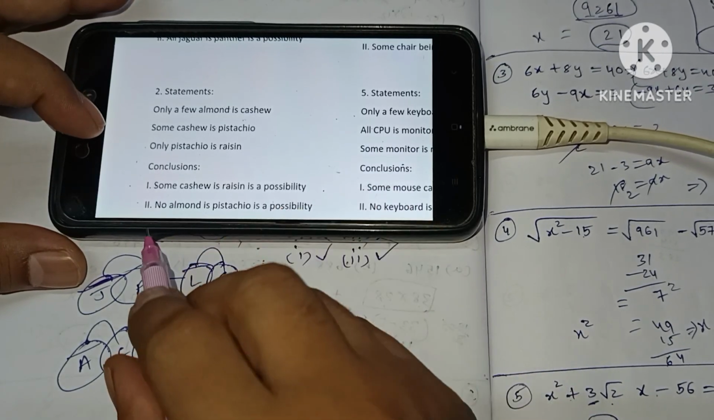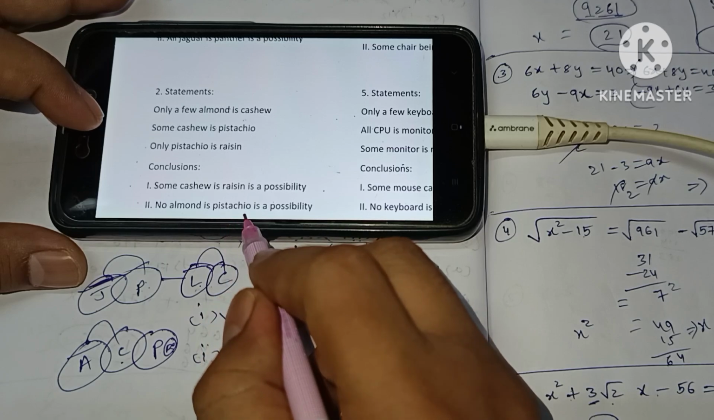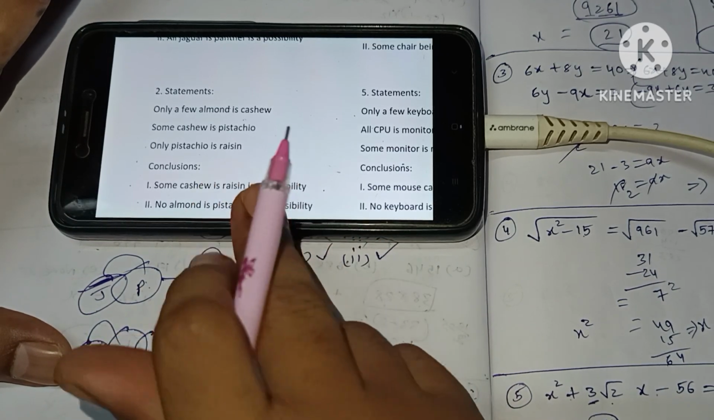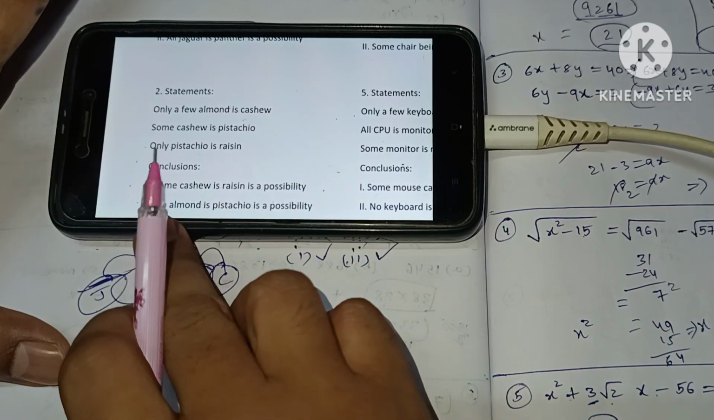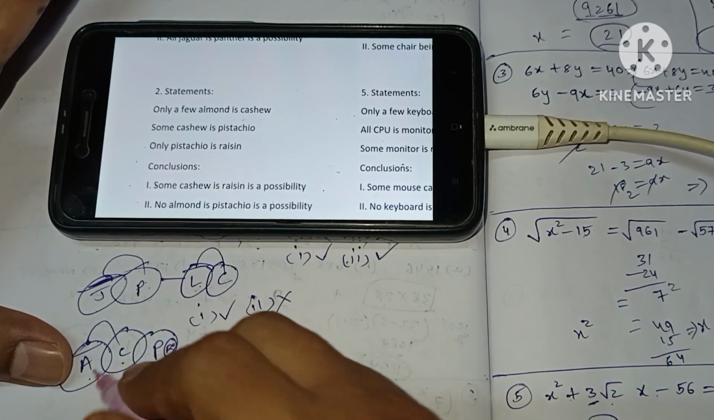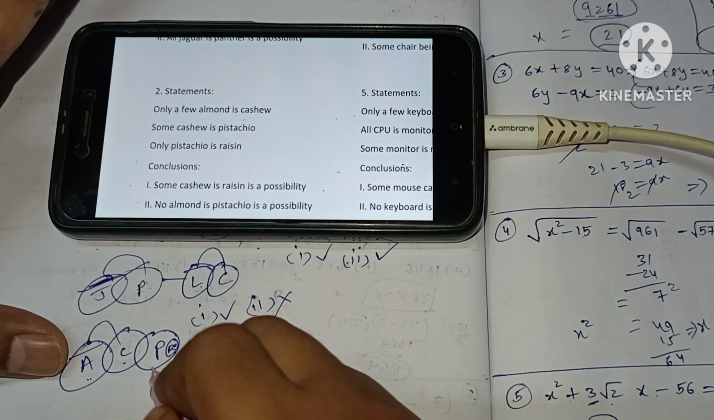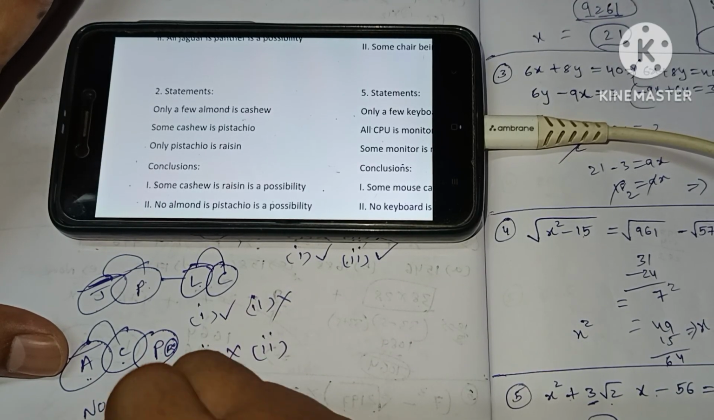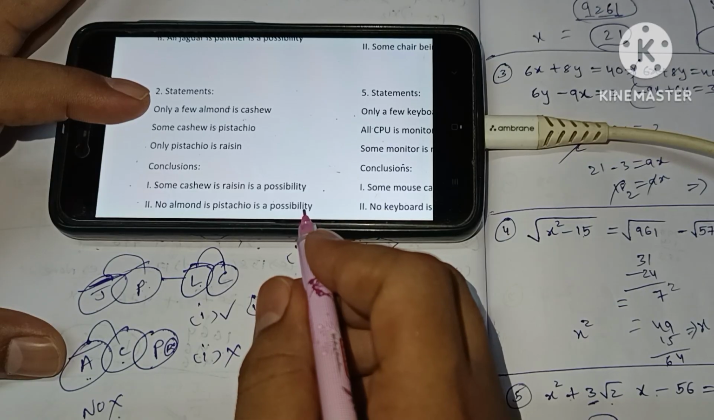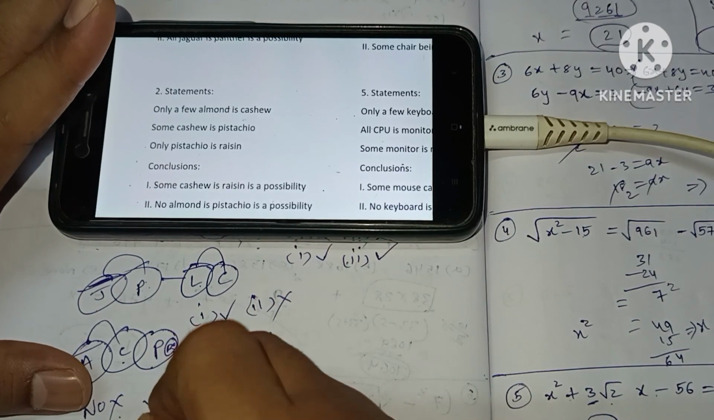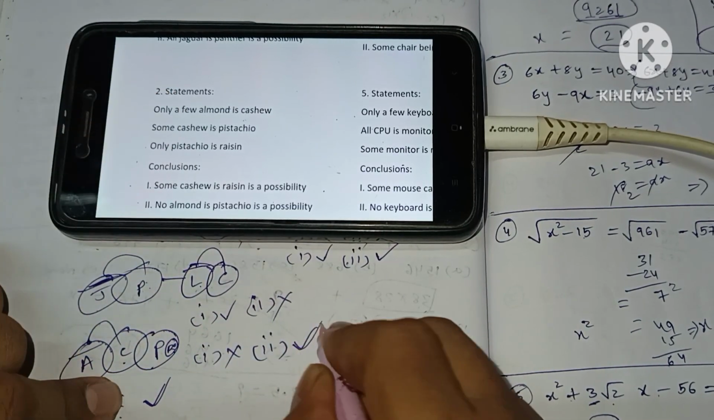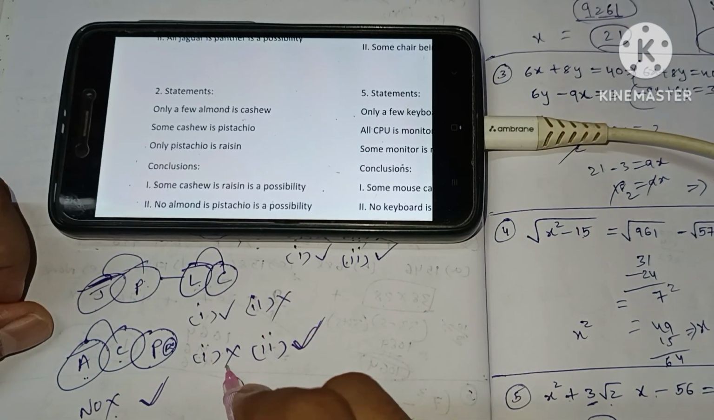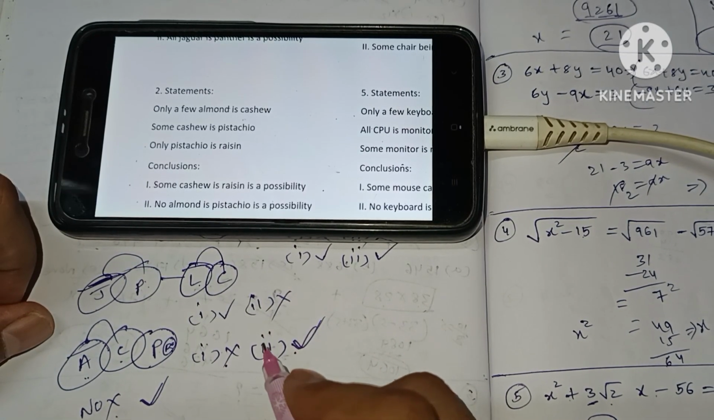Second conclusion, no almond is pistachio. Here almond is a possibility. We check no almond is pistachio. Almond and pistachio can share some part. So no case fails. Saying possibility means second conclusion will be true. Okay, so first conclusion will be false, second conclusion will be true.